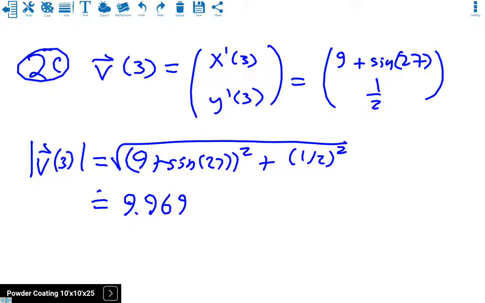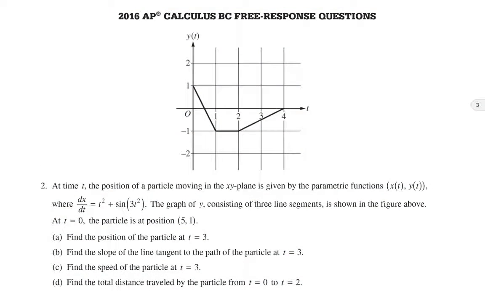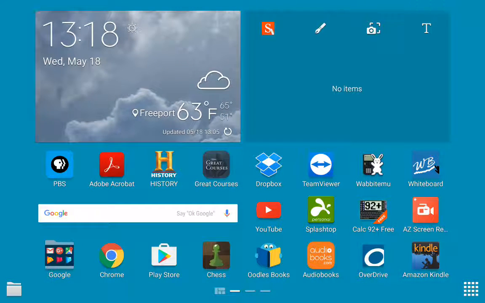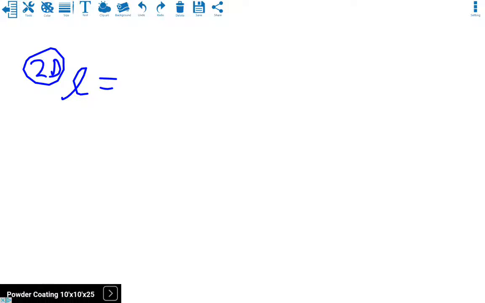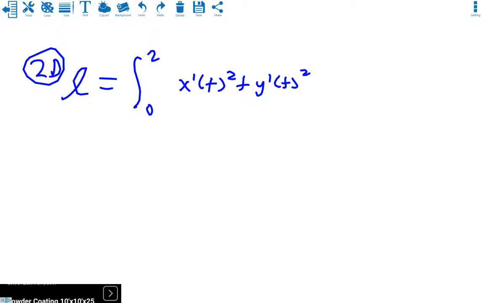Now, go back to part D. Find the total distance traveled by the particle from t equals 0 to t equals 2. In other words, arc length. So I want the arc length to be equal to the integral from 0 to 2 of the square root of x prime of t squared plus y prime of t squared dt, which is sort of what we did for the magnitude of the velocity vector.